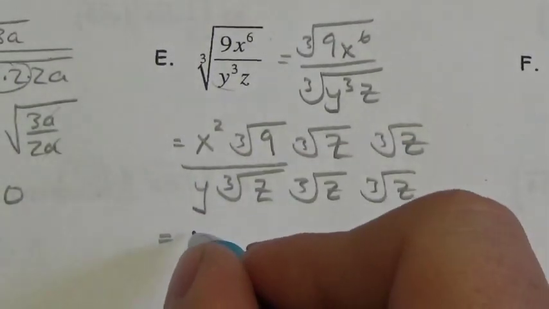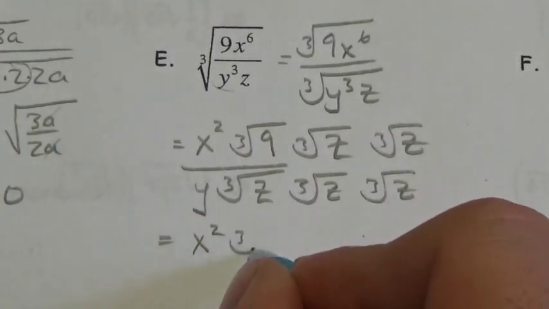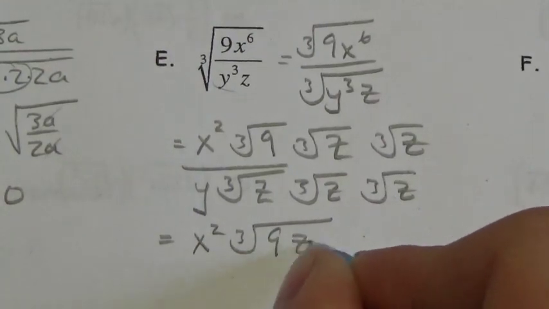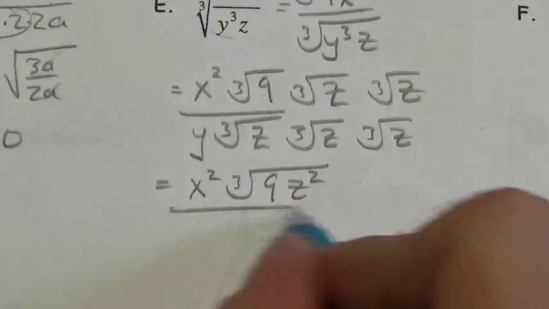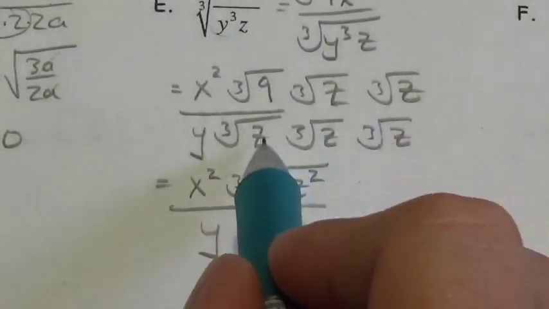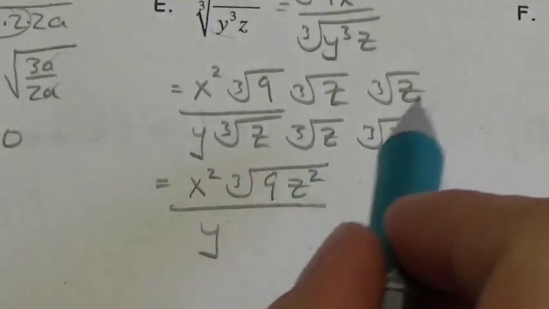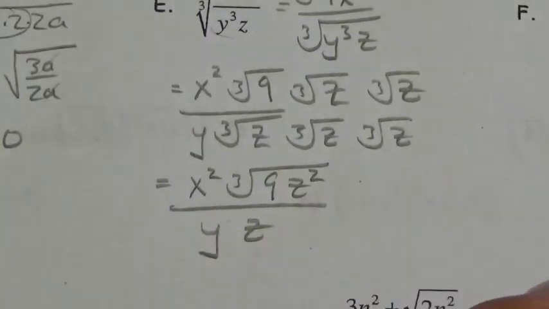So now up in the numerator, I'm going to get x squared cube root of 9 with a z squared, because there's two of them in there. In the denominator, I've got that y in there already, and then the cube root of z, cube root of z, cube root of z is going to give me just a z. And there you go.